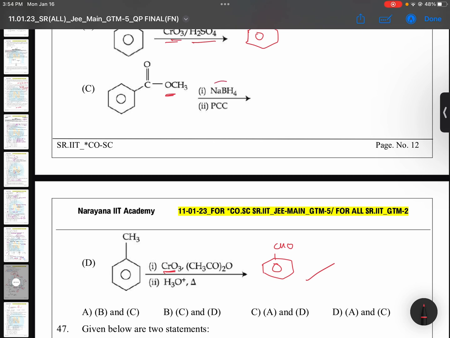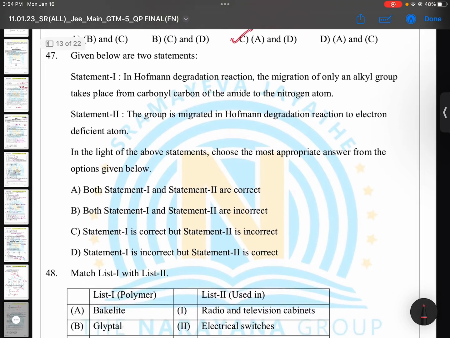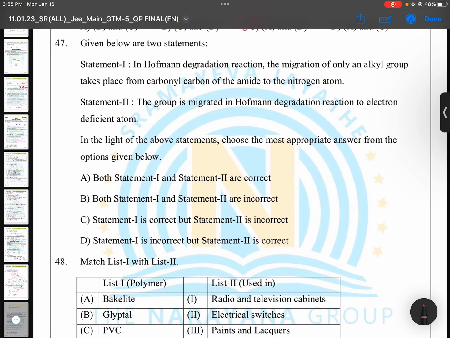No reaction. So A and D. Sometimes we get confusion. In the Hoffman degradation reaction, the migration of only an alkyl group takes place from the carbonyl carbon of the amide to the nitrogen atom. So you should know the mechanism of the Hoffman bromamide reaction here.